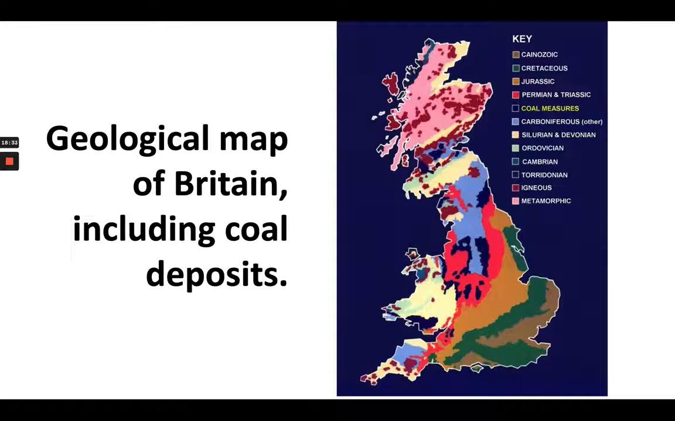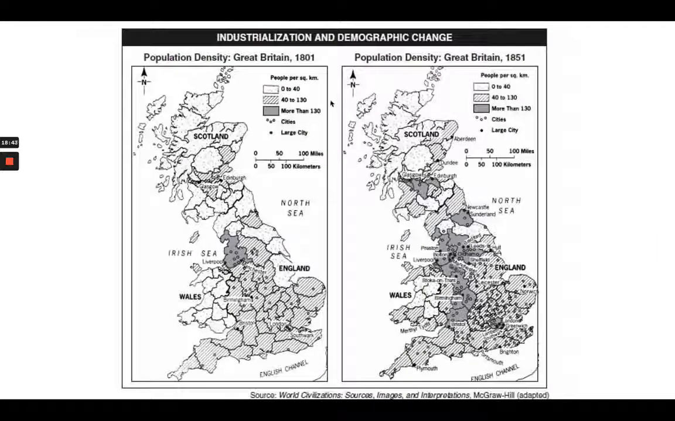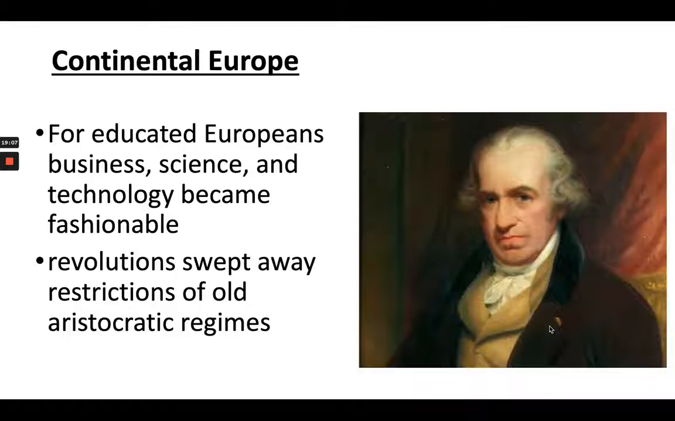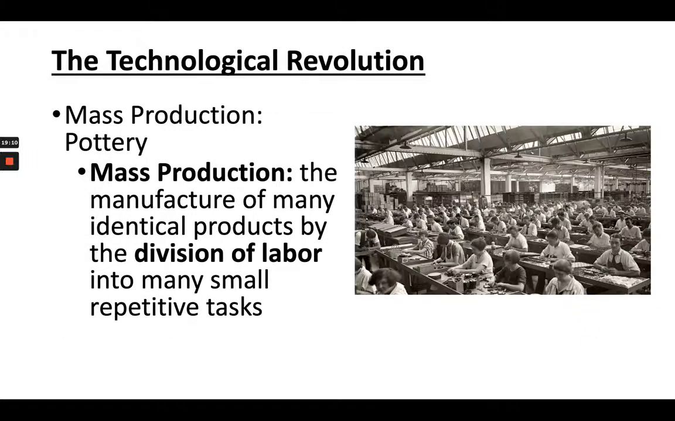All right, so look at this geological map of Britain. You can see all of the coal deposits here, right? You can also see, this is going to show population density in Britain, just over 50 years, thanks to industrialization. Huge increases. Also, look at all the waterways, right? Rivers, canals. You can move a lot of goods very quickly this way. You heard me say all this already.